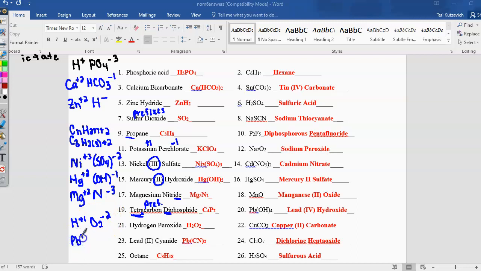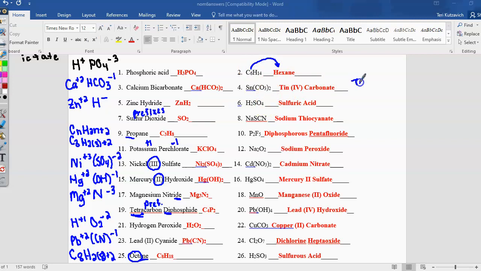This next one, Pb is +2, and CN is -1. Octane, it's an alkane because it ends in ane, and it's oct, so it'd be C8H 2 times 8 plus 2. I'm going to just go up here. So the hydrogens here, you have more hydrogens than double the carbons, so you know it's going to be an alkane. And then you have 6 carbons, so that makes it hexane.